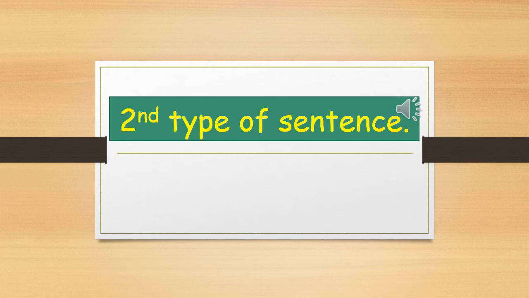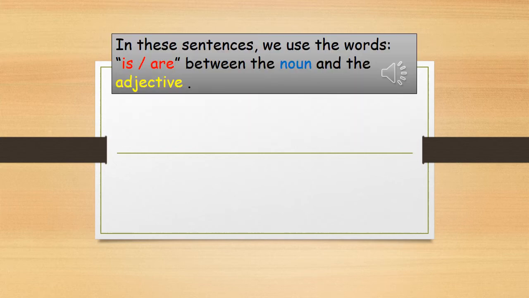Let's have a look at the second type of sentence. These ones can be a little bit tricky, but if you remember some of the previous rules we've learned in English, it can be easy. Let's begin. In these sentences, we will use the words is or are between the noun and the adjective. Remember, is and are change depending on if the noun is singular or plural. So let's see how it looks.